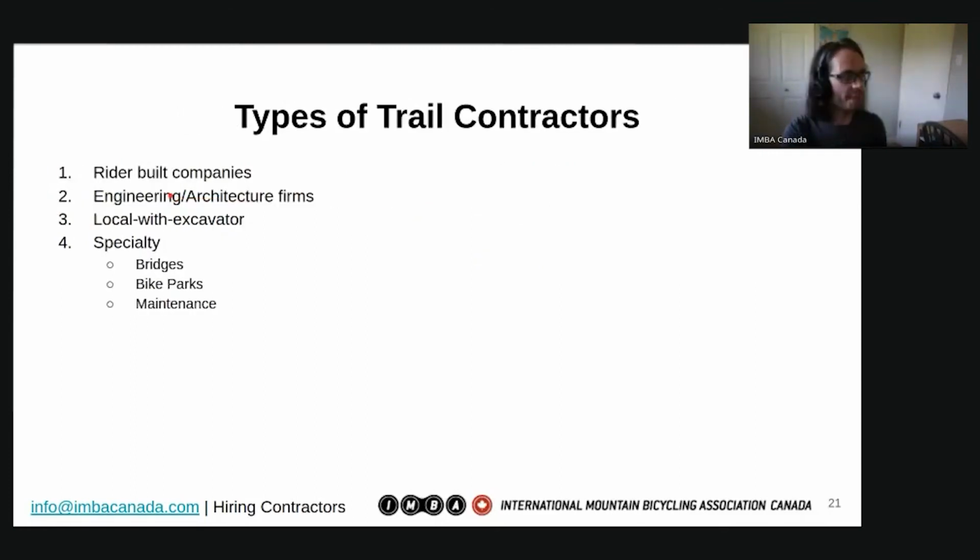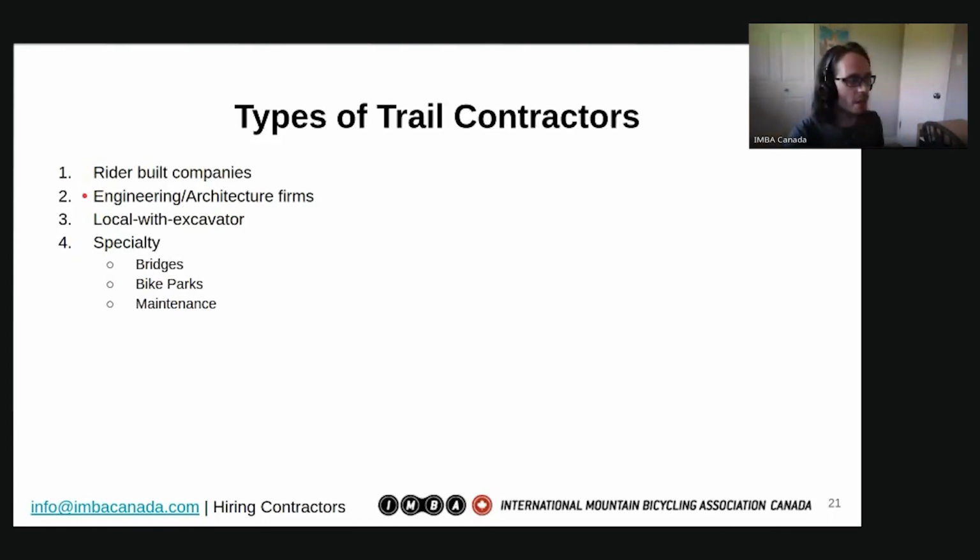So there's kind of four main, and I mostly pulled this out of my hat. I guess it's a little bit arbitrary, but I think it brings up a couple patterns that are important to consider when you're going through the RFP process, and ways to manage these typical things. So these are the four main types, and we have rider-built companies, so people who started off building trails because they love to mountain bike, typically.